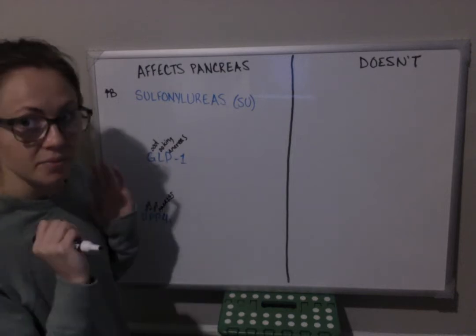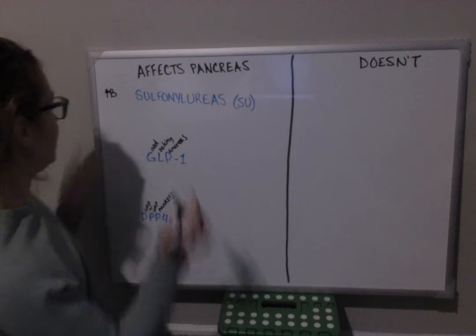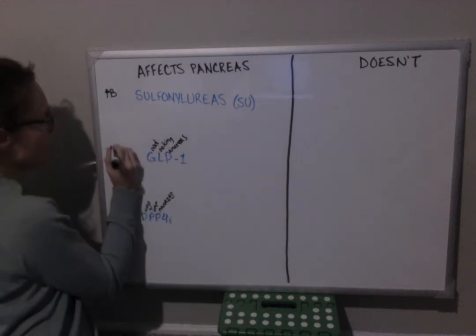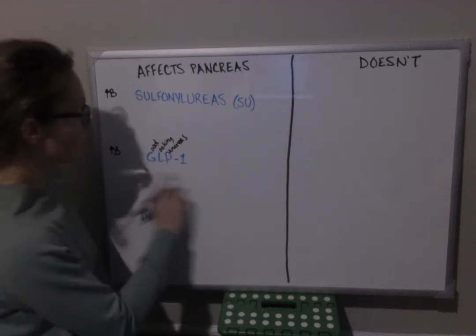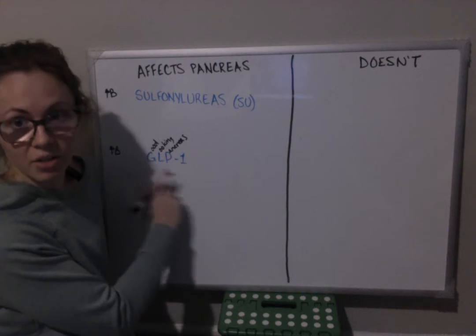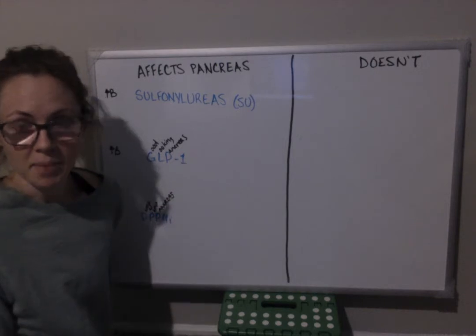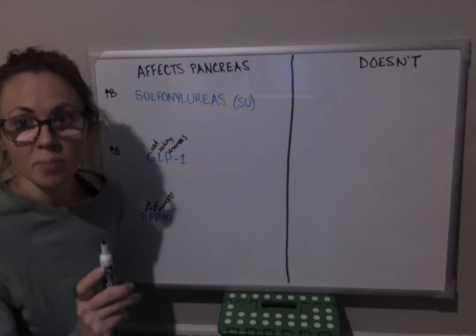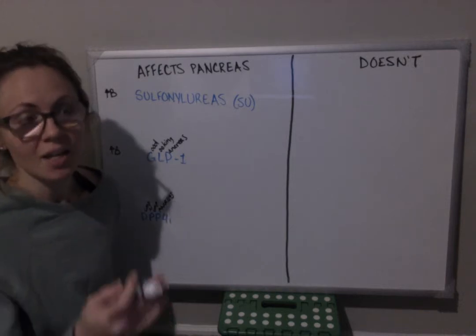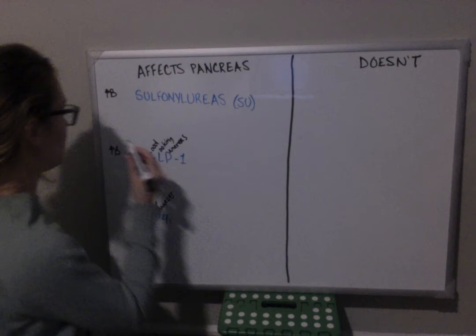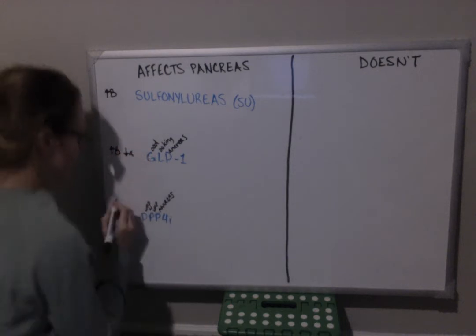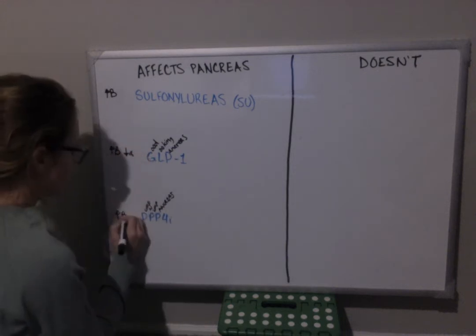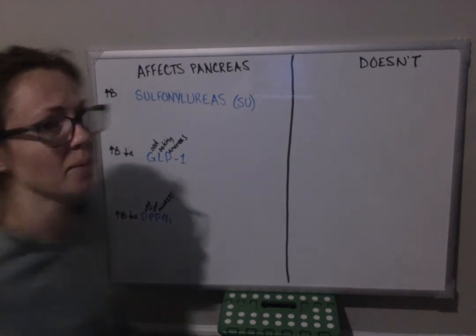So these will increase beta activity. But the end result of increased incretin or increased glucagon-like peptide is stimulation of the pancreas at the beta cells, but inhibition at the alpha cells. So increase beta, decrease alpha, increase beta, decrease alpha.